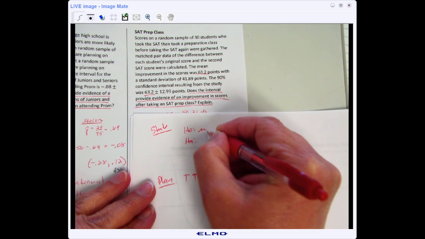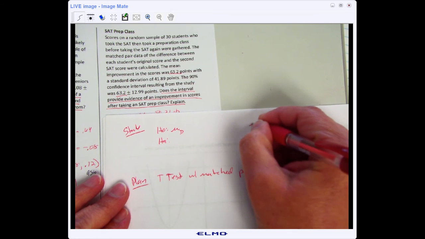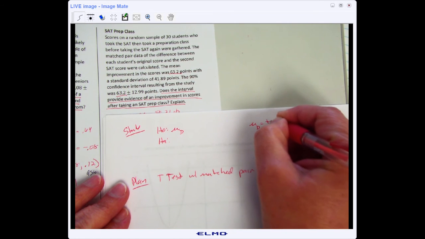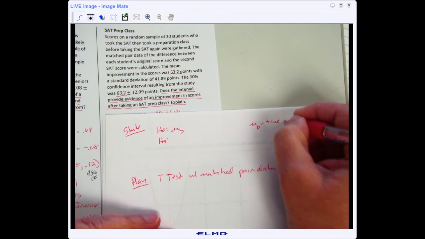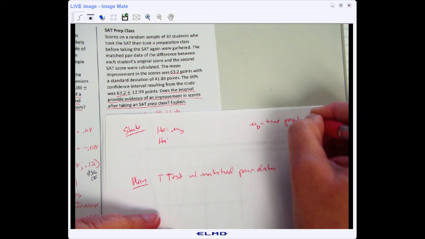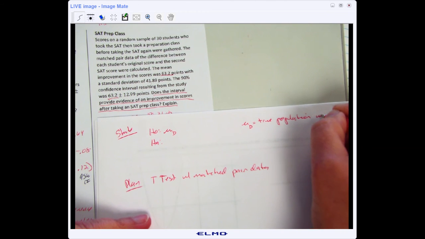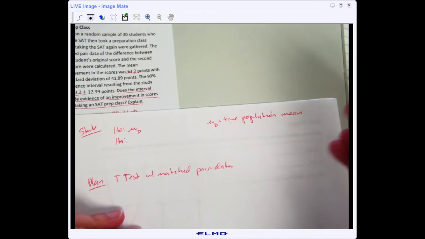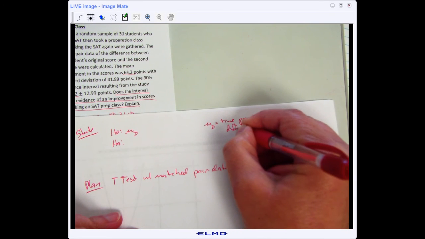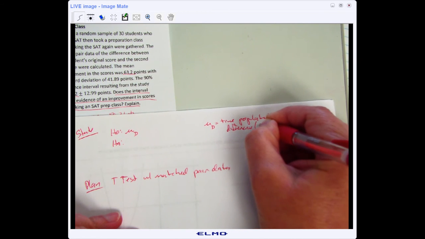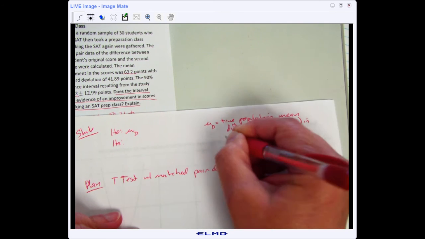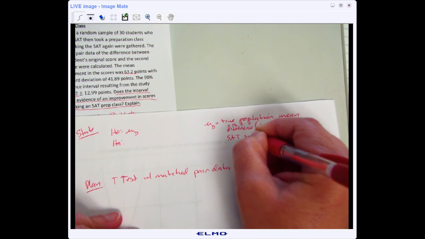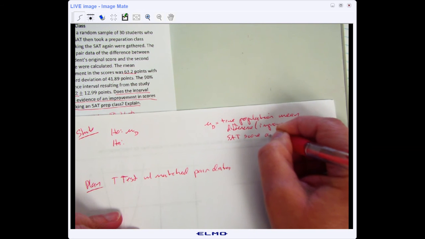So instead, I'm going to do a mu sub d. A mu sub d is the true population mean improvement or difference in SAT score. True population mean difference, but in this case, that difference is an improvement in SAT score after taking a prep class.